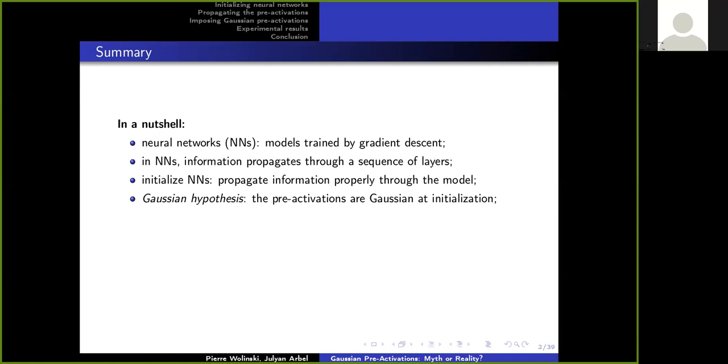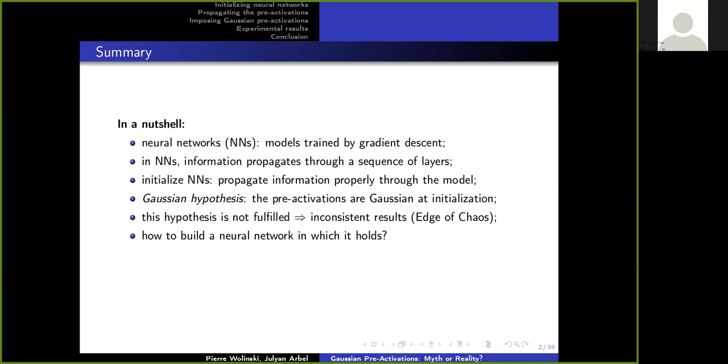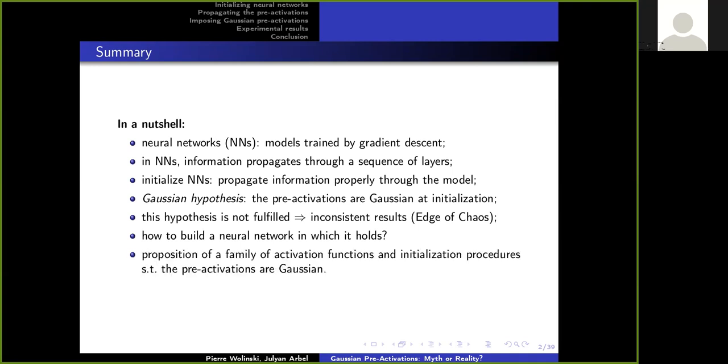In many works studying the initialization of neural networks, the Gaussian hypothesis is made. That is, the preactivations are Gaussian at initialization. In particular, this hypothesis is not fulfilled in the edge of chaos framework, for instance, and can lead to inconsistent results. So one aim of the work was to build a neural network where it holds. We propose a family of activation functions and initialization procedures such that the preactivations are Gaussian.